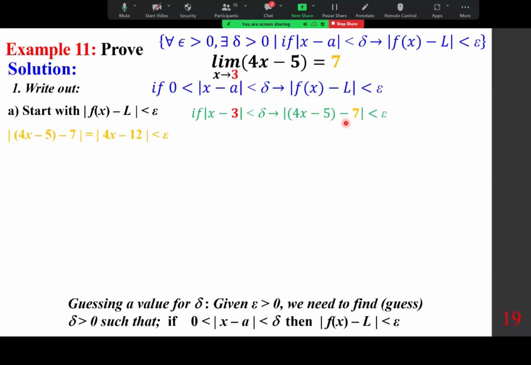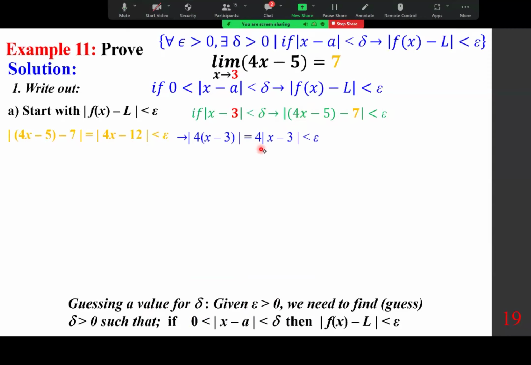4x minus 5 minus 7 makes it 4x minus 12. And the idea is to make this look like this or a multiple of that. So you start with the second part, the absolute value of f of x minus L, and you make it a multiple of x minus 3 less than delta. And that gives you this guess because you need to find the relationship between epsilon and delta. So 4x minus 5 minus 7 is 4x minus 12. We can take the 4 out. And when you take the 4 out, it becomes identical to this one with the factor of 4 in front.